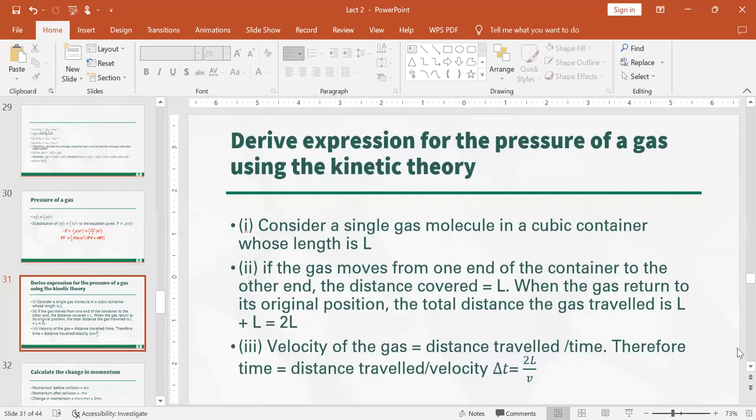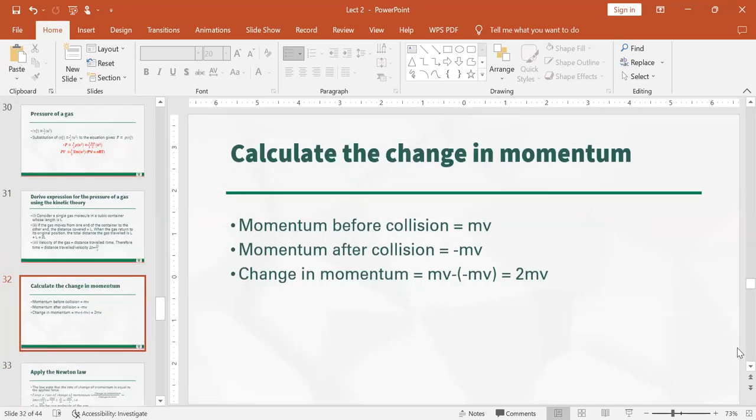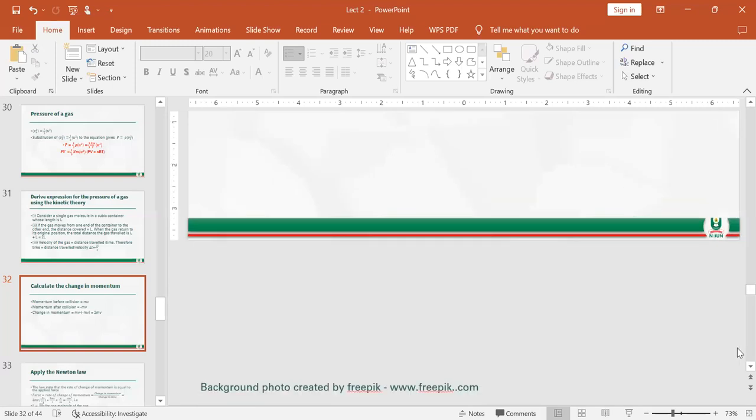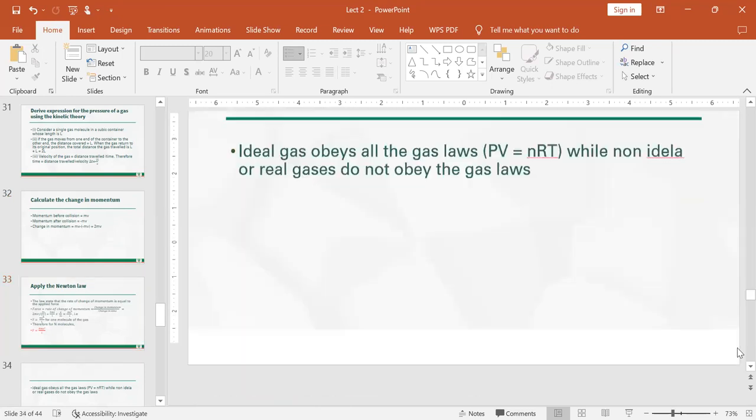So this question is directly what we have done. It's telling you what we have done. So this question will help you to handle that very well. Calculating the change in momentum is simply some of the problems that we have done. Applying Newton's law is simply the problem we have done. The different steps involved are what we have taken. I have simplified it in this presentation.